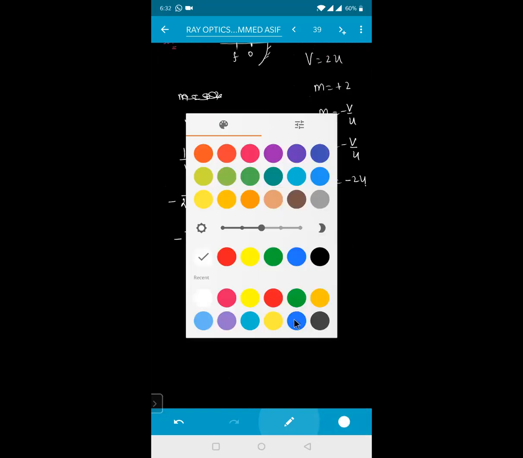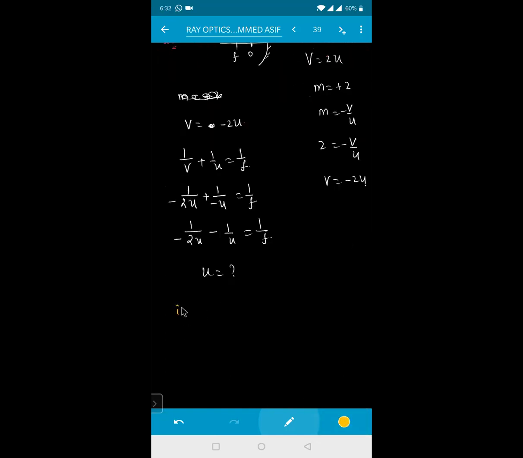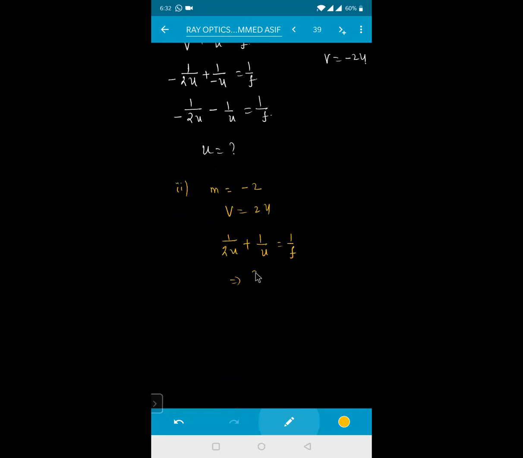Yes. The same way, if I'm taking the magnification is equal to minus 2, then v will be equal to 2u. So at that time 1 by 2u plus 1 by u will be equal to 1 by f. That means this will become 1 by u plus 1 by 2u will become 3 by 2u. That will be equal to 1 by f. So u is equal to 3 into f divided by 2, isn't it? So that is equal to how much? Positive or negative?